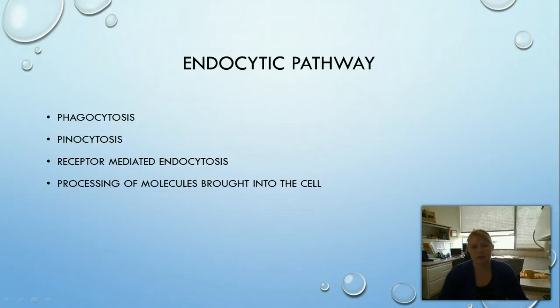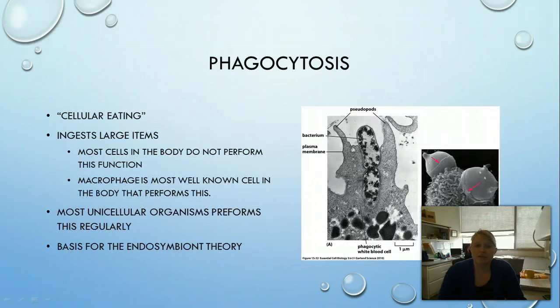And then we're going to talk a little bit about how these molecules are processed after they're brought into the cell. But it's important that you understand these three ways that things can be brought into the cell. The first of these is phagocytosis, and we think about this a lot when we talk about bacteria and parasites and immune cells, because this is cellular eating. They're going to ingest large items.